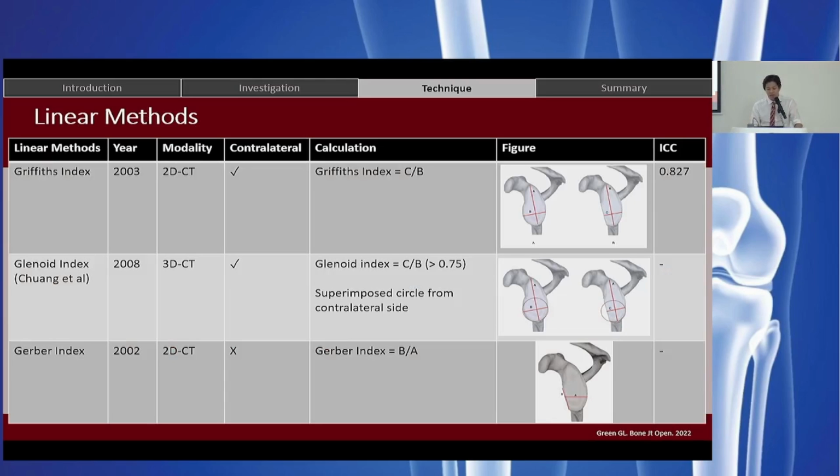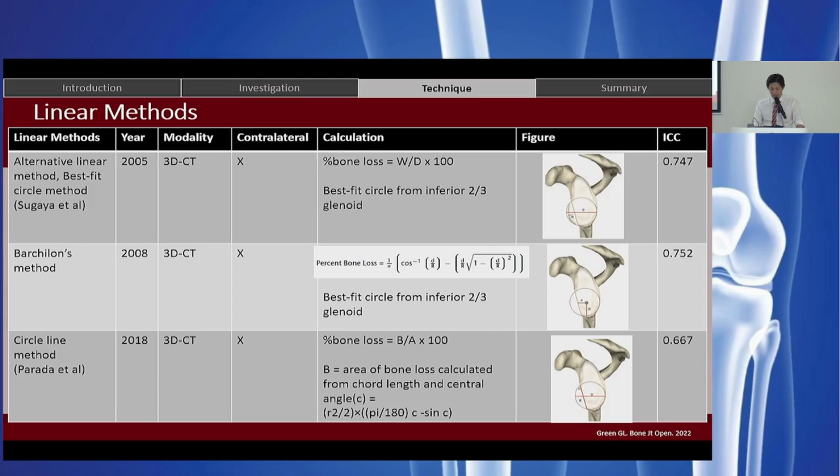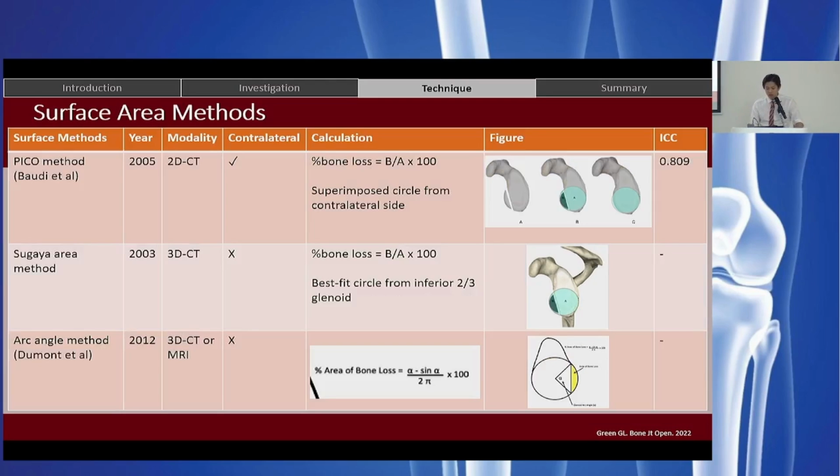Actually, there are still many other linear methods, such as the Griffith index or glenoid index. These methods calculate an index by dividing the height by the width of the glenoid. Or other methods such as the Bachelon method, which uses the radius of the circle and the radius of the bone loss to calculate the area. Or the circle line method, which uses the chord and angle of the chord and puts them into a formula to calculate the area. And there are also other surface area methods such as the Dumont arc angle, which uses the alpha angle to create a calculated area.